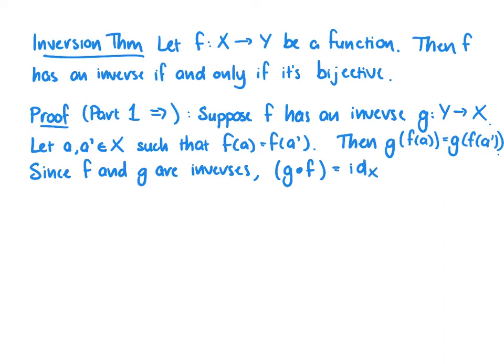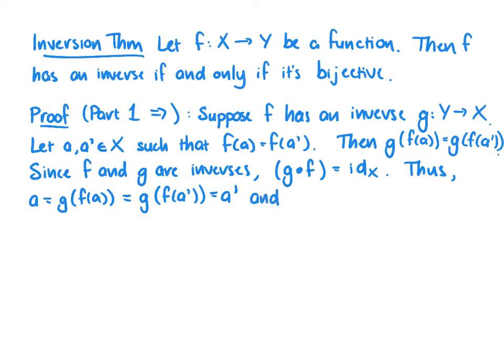What does the identity function do? It takes in an input and just spits that back out as output. So that means that g of f of a is really equal to a, and g of f of a prime is really equal to a prime. So we actually do have the thing that we want. We have a is g of f of a. We said g of f of a is equal to g of f of a prime, and that we know is equal to a prime. So a and a prime really are equal, and f is injective.